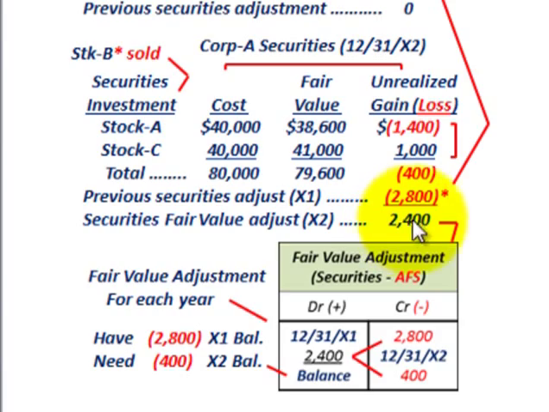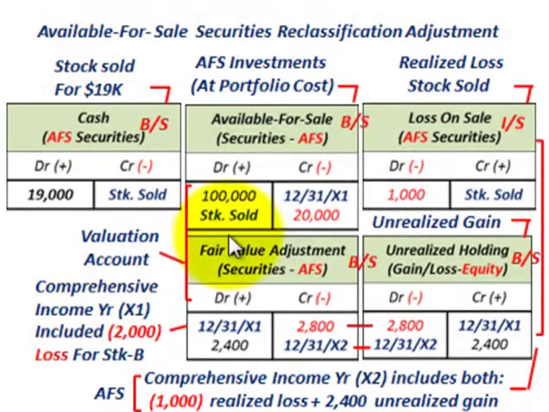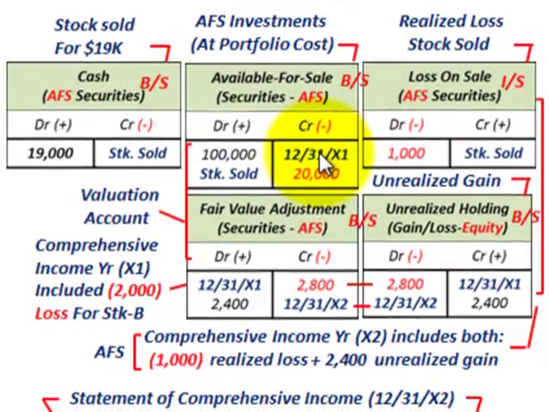and C, $2,400. Okay, so now let's go up and look at how we'd record this and how we're going to deal with these realized and unrealized losses. With these available for sale securities, you have to set up this investment account, title it Available for Sale Securities, and that's at its cost. That's the whole portfolio that we're looking at here. So we would have debited our amount here for $100,000. That was at cost at 12/31 X1.